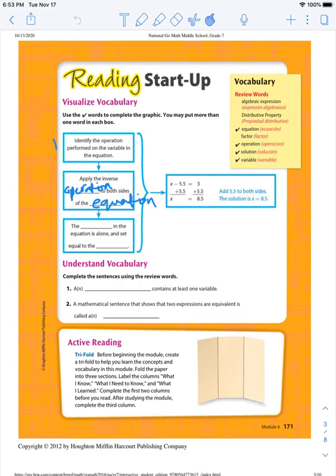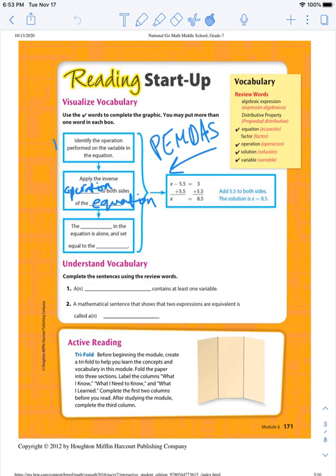By the way, when we're doing inverse operations, we've learned PEMDAS before. That's the order of operations. When we're solving for a variable, we actually do PEMDAS backwards. So we have to undo any addition and subtraction first, then undo multiplication and division.